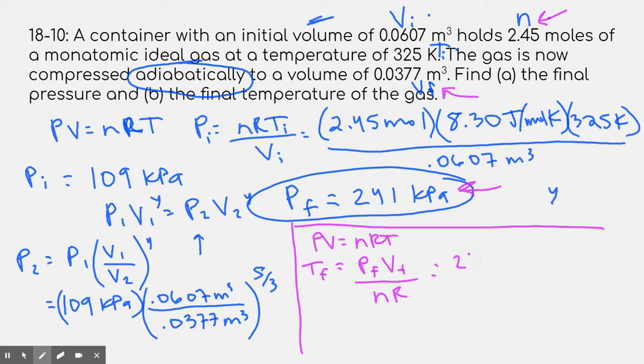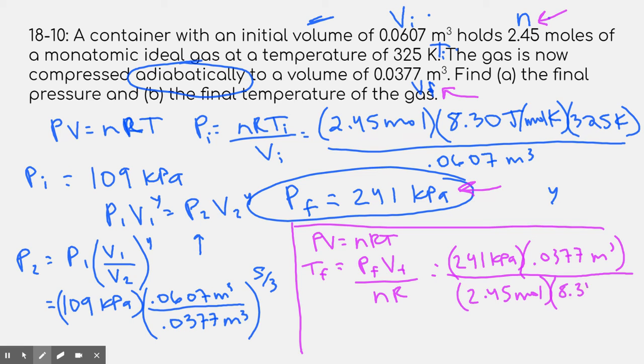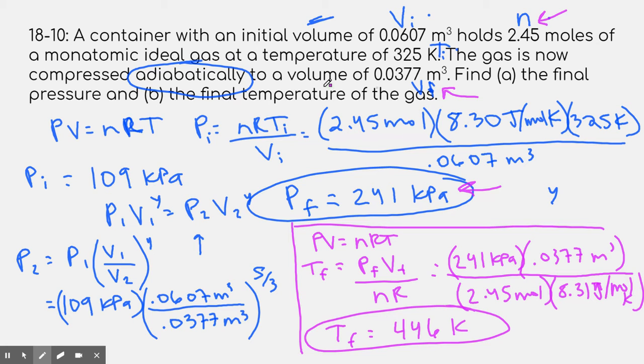We're going to get 241 kPa. The final volume is 0.0377 meters cubed. n is 2.45 moles. And that R value is 8.31 joules per mole Kelvin. So when we solve this, we'll find that our final temperature is equal to 446 Kelvin. So that's how we would find the final pressure and the final temperature.